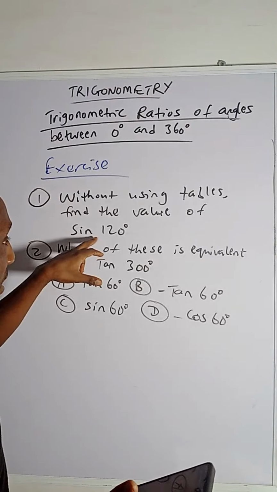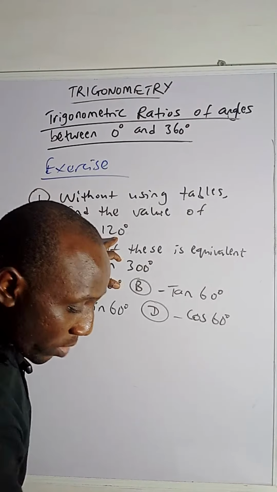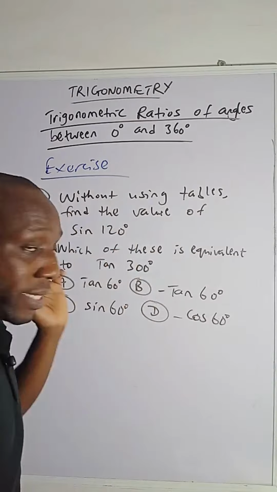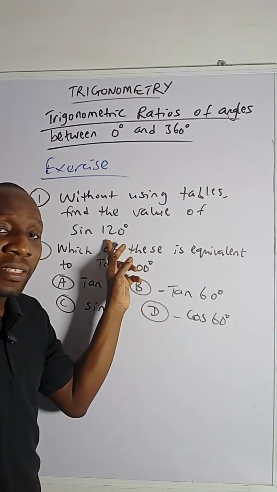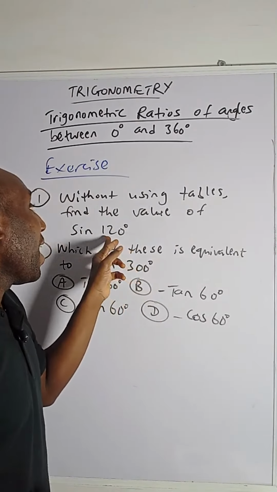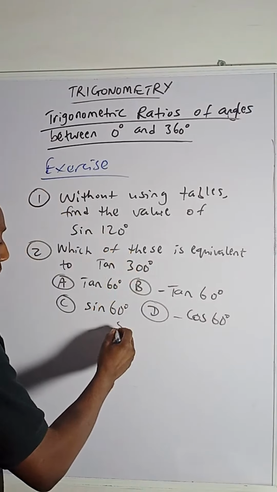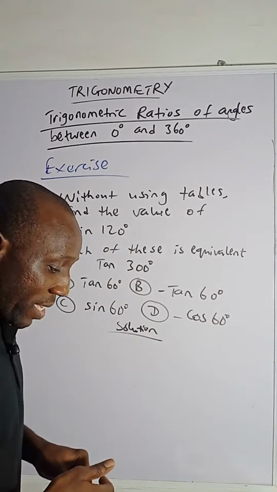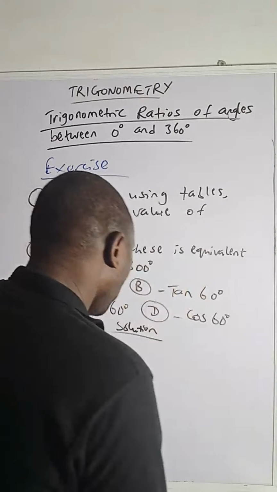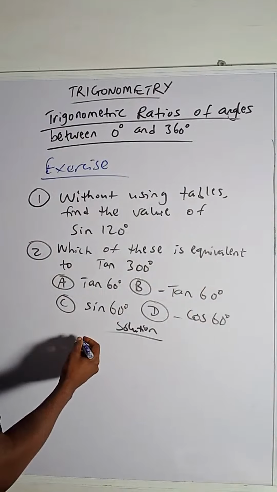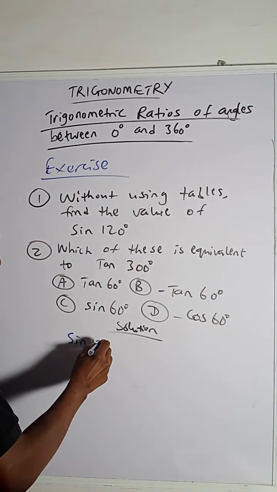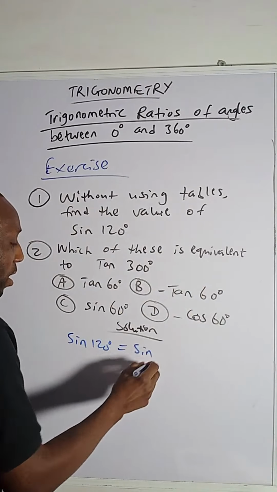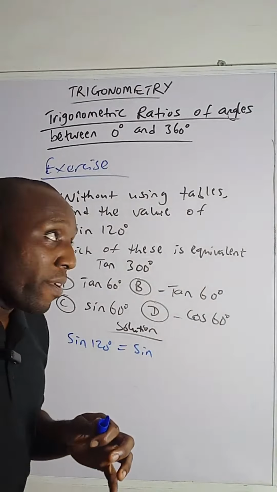What is the answer? This 120 degrees is where? In the second quadrant. 120 degrees is in the second quadrant, and there sine is positive, right? So since sine is positive, sine 120 degrees is going to be what? You now get the reference angle.